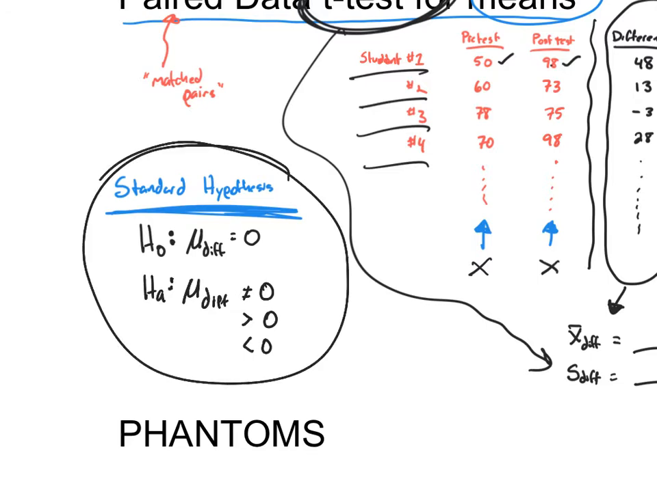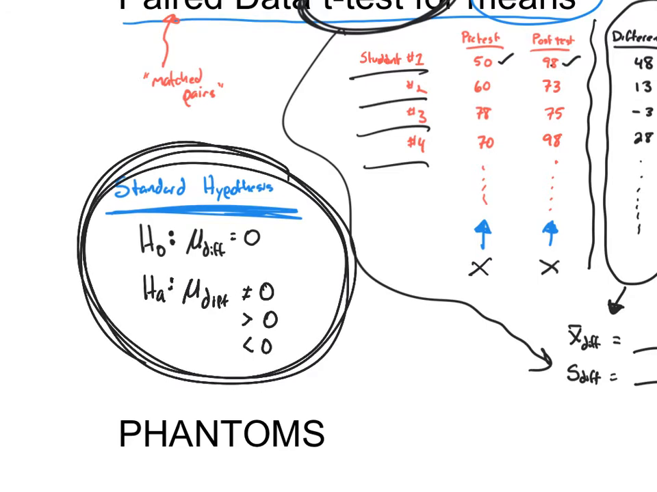So you're going to write this down. Standard hypotheses. Every single time we know that we're doing a paired data set, this is going to be your null hypothesis, absolutely. And then one of these three will end up being our alternative hypothesis.